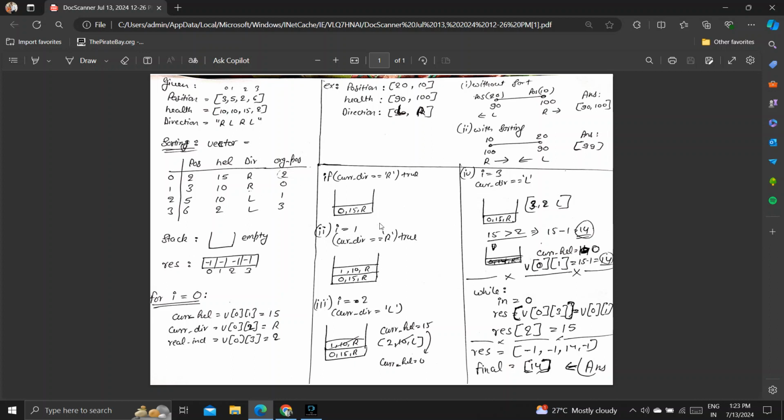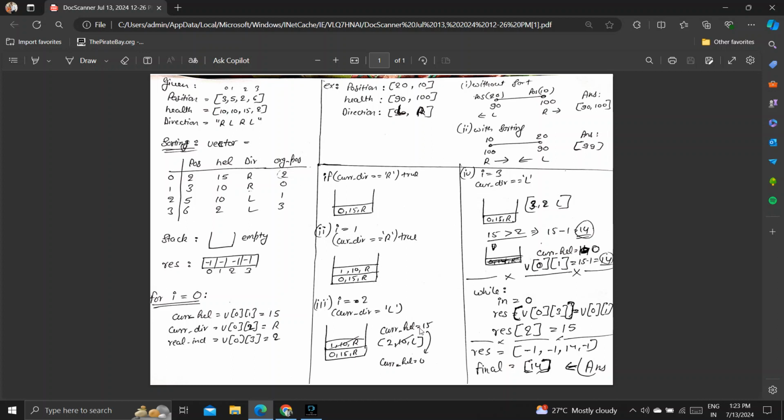For index i equal to 2, this particular direction is L. So what we will do, we will move to the else part. And what does the else part contain? First it will check whether our stack is empty. No, it is not empty. And whether our current health is greater than 0. Yes, because current health is, what is it? It is 15.